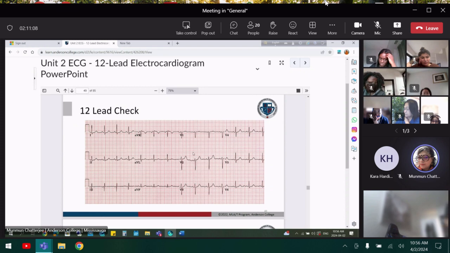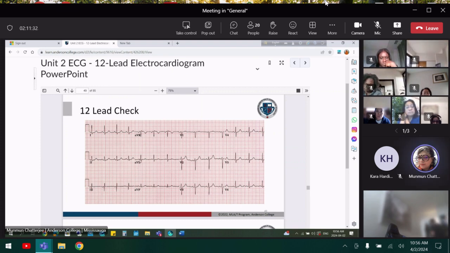So here I can see what it says. AVR is giving the QRS negative deflection, AVL is giving the positive deflection, and AVF gives the biphasic. It's not too high, not too long. You can see the up and down is the same. This is called the biphasic. Here you can see the positive and negative deflection.